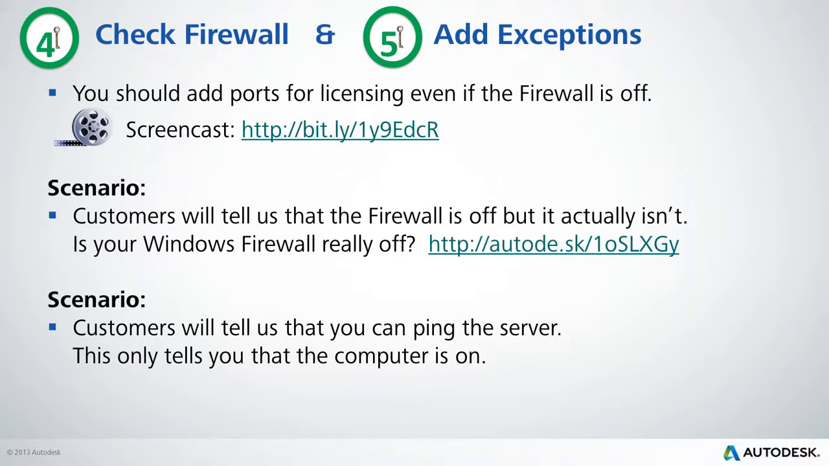The number one thing that we hear is that it's not getting a license, and then we go, they haven't set up the exceptions on the firewall. So it's very important to allow that connection to go through. Once again, port 2080 and the range 27,000 to 27,009.